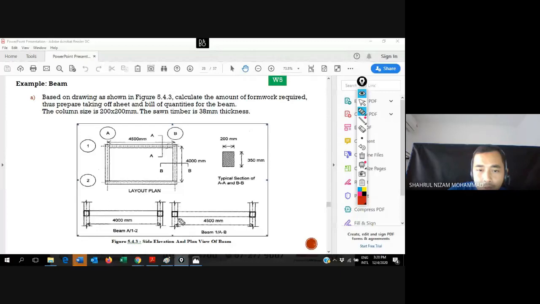Right, so soffit is located under your beam. So that's why for the 4.5 here, you need to minus half column and half column, because your soffit will be blocked by this column. Okay, and then you need to multiply with the breadth, because soffit is located under your beam, so you multiply with the breadth here, 200 mm.